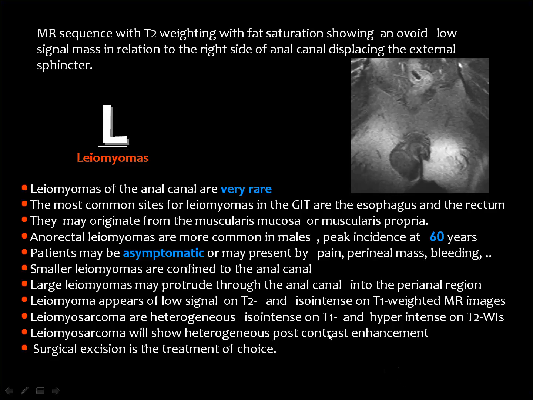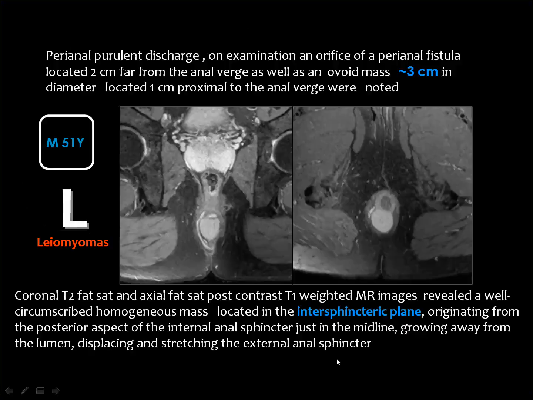But leiomyosarcomas will show heterogeneous signal in both T1 and T2, and they will show heterogeneous post-contrast enhancement. This is an example. This patient presented with perianal purulent discharge. On examination, there was an orifice of a perianal fistula located 2 centimeters from the anal verge.